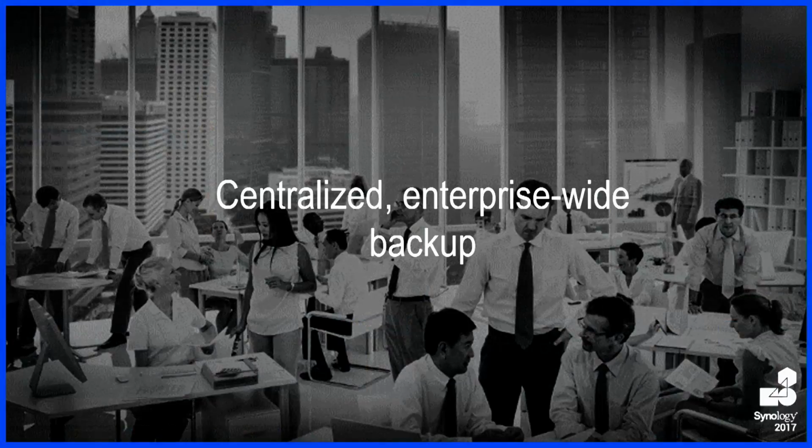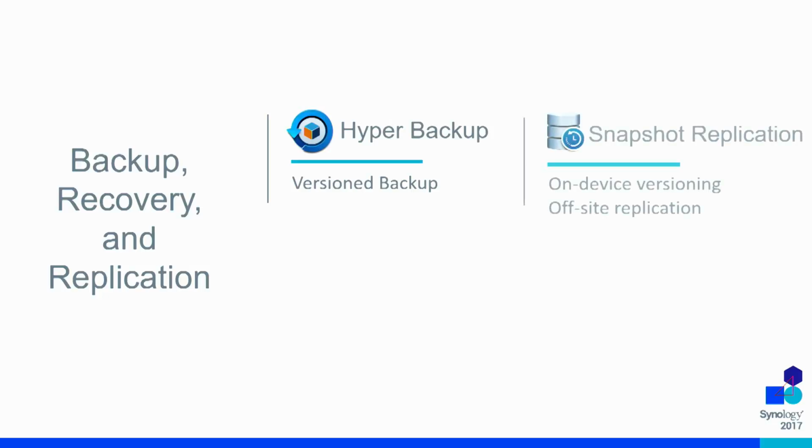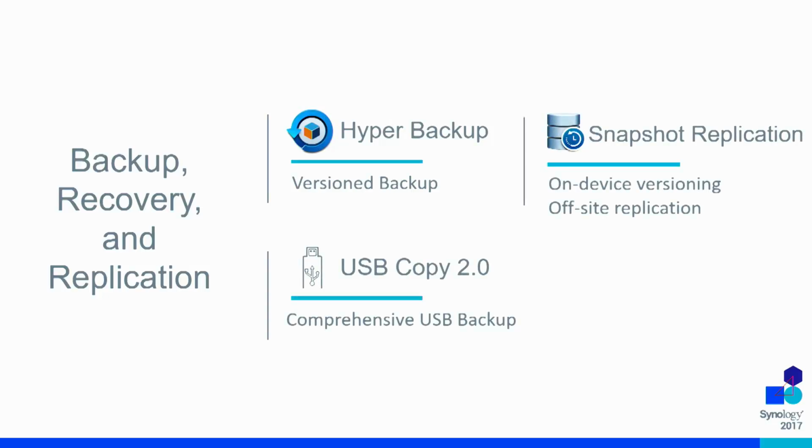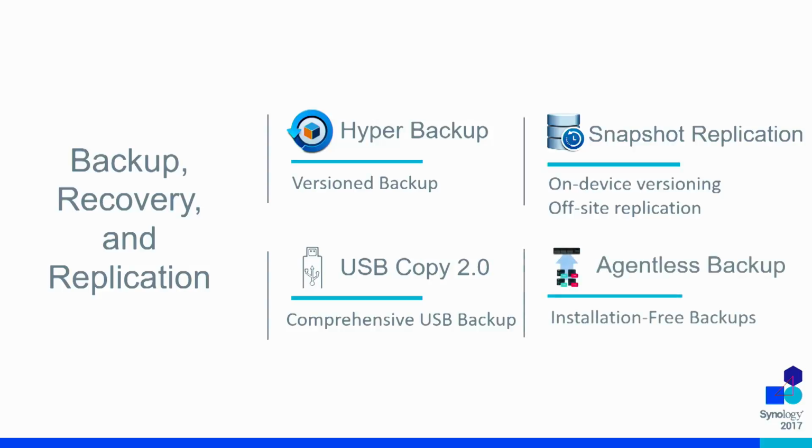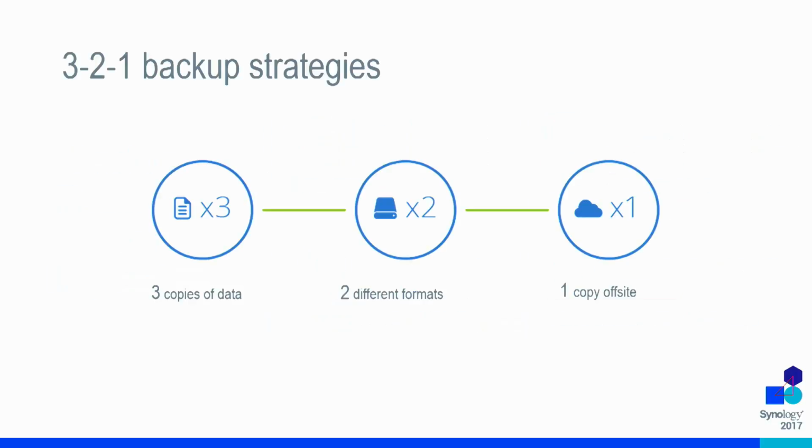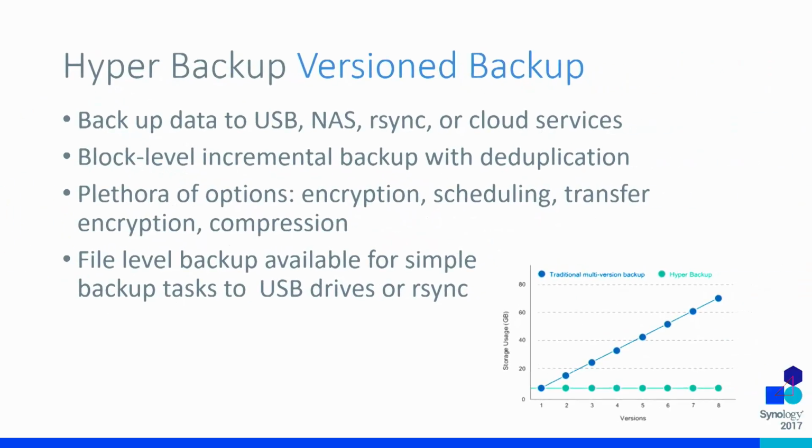So that was synchronization. Now let's talk about backups. We have a variety of backup applications. We have Hyper Backup, we have Snapshot Replication, we have, new in DSM 6.1, USB Copy 2.0, and an Agentless backup service. The one thing to keep in mind with backups is the 3-2-1 backup strategy. This is something that is very common among home users and IT admins. You need to have 3 copies of your data in 2 different formats, and at least keep one of these copies off-site. So keep that in mind as we talk about all this.